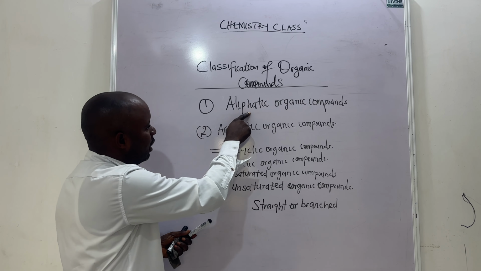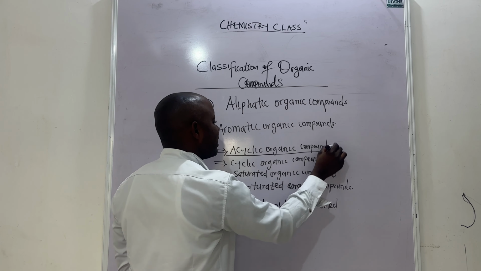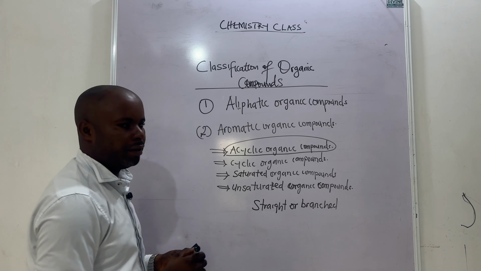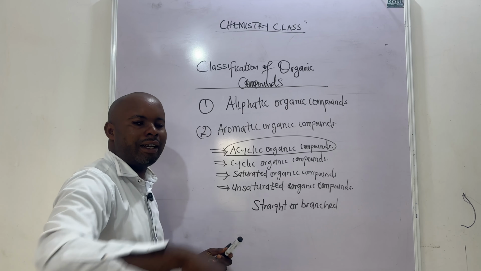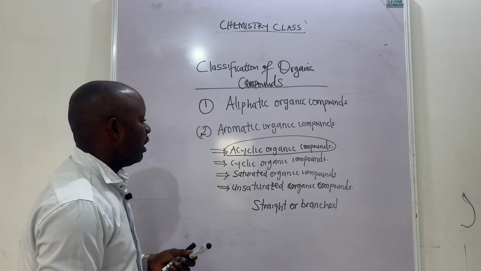So aliphatic organic compounds are also known as acyclic. They are not cyclic. That is what I mean. They are not cyclic hydrocarbons.